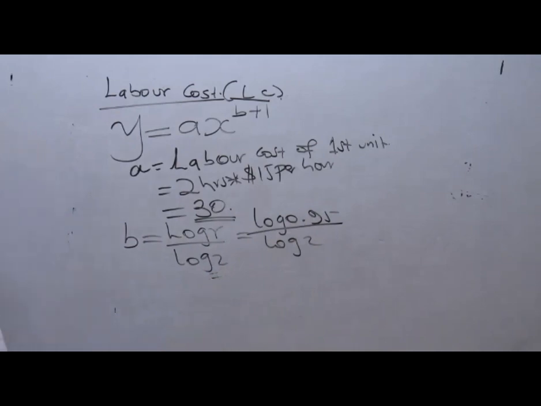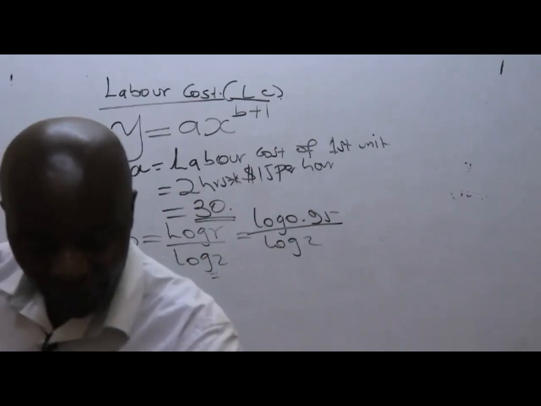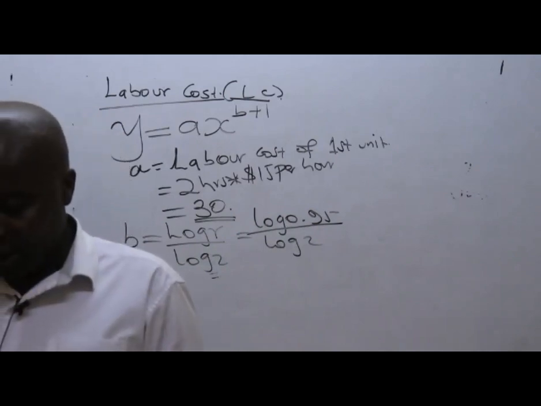So could you kindly give me an answer here? Log of 0.95 all over log 2. Tell me, what do we have? What do we have, somebody?